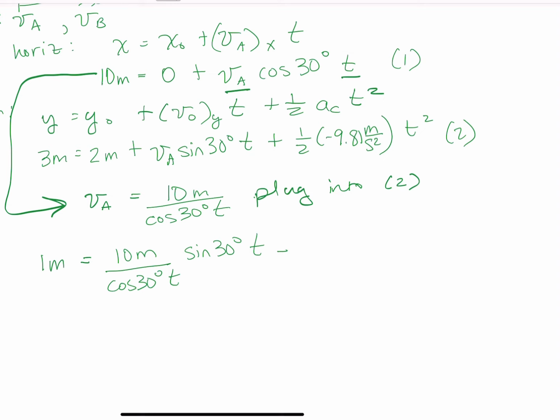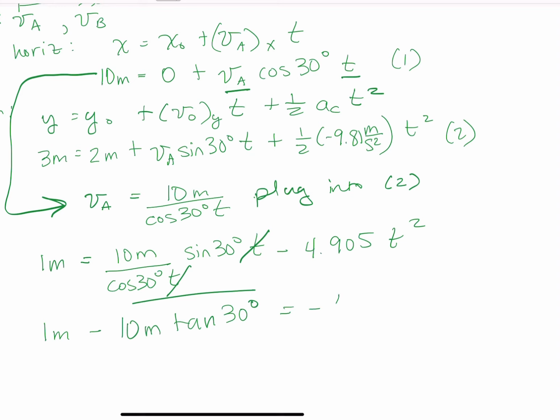That's 4.905 times time squared. So then we reduce that. Sine over cosine is just tangent. So we get, I'm just going to move this over to the left since it's just numbers now. So 1 meter minus 10 meters times tangent of 30 degrees, and those times just cancel out. That equals minus 4.905 times time squared. So we can reduce that further.